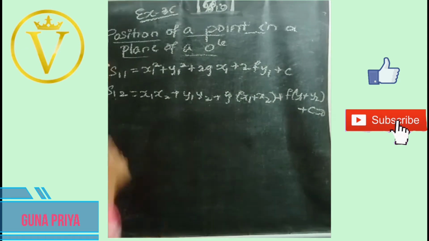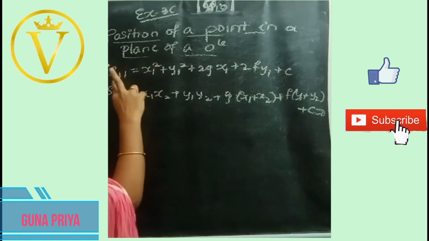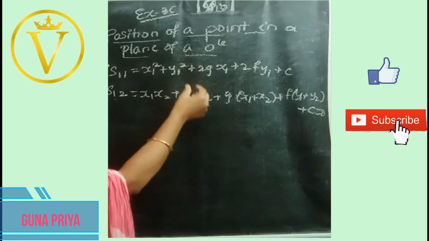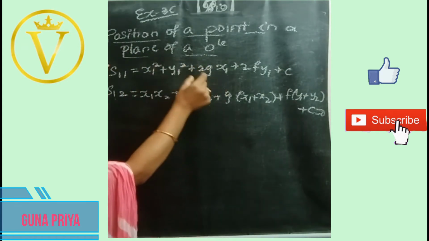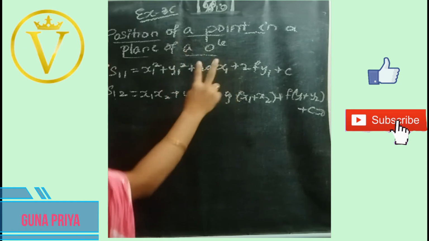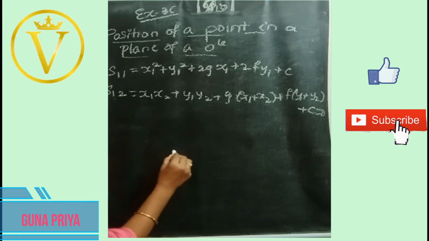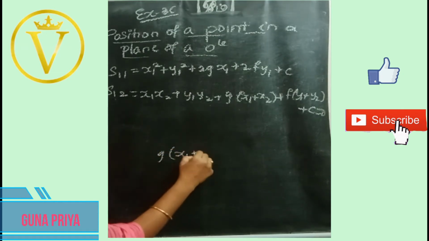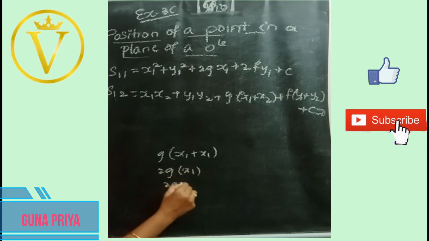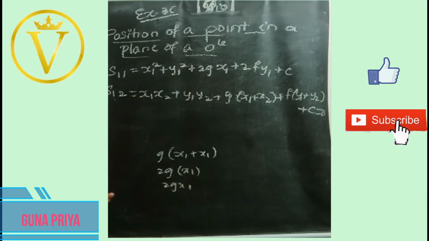Okay, here S11 means two times. So x1 whole square plus y1 whole square plus 2g term will be x1. Why? Because here two terms are there, x1 plus x1. So you will get 2g x1, like this. Okay, now you can understand easily, right? Now we will see another note for this expression.